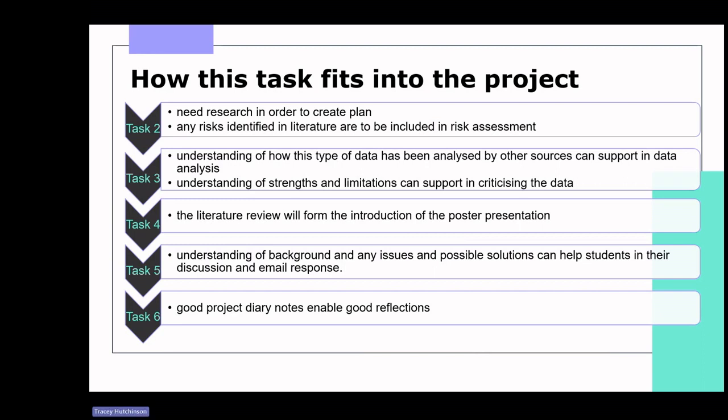Task 3 is about understanding how data of this type has been analysed by other sources. This understanding will be invaluable during their data analysis phase. It's also critical in assessing the strengths and limitations of the data, allowing students to critically evaluate its quality. For Task 4, the literature review students create here forms the introduction to their poster presentation. This sets the tone for the audience, providing context for the students' research findings.